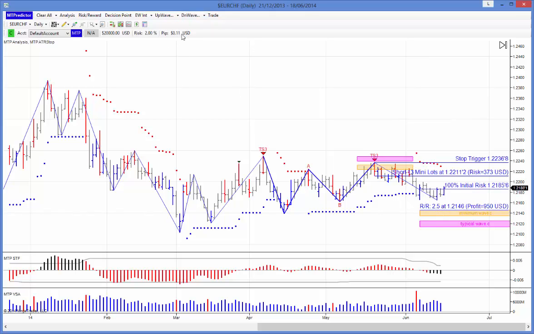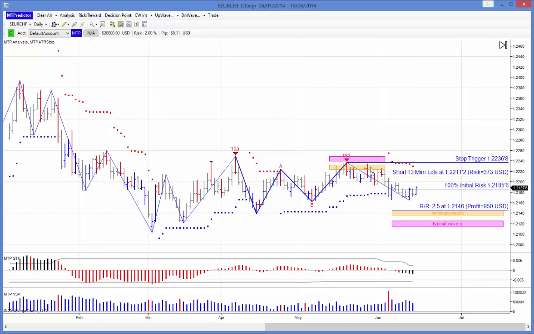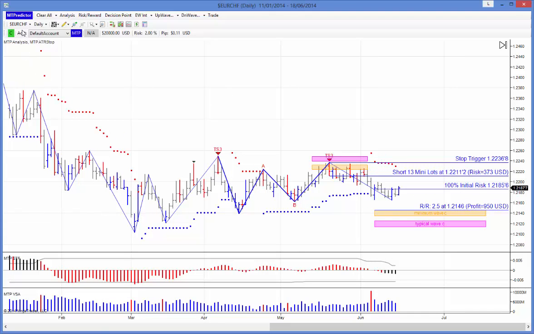But also notice how the pip value has changed. In other words, we automatically adjust the pip value for you based on the current exchange rates to make sure that your non-US dollar based Forex cross rate is brought back into US dollars. This is a Euro Swiss franc, EUR CHF chart, but the pip value is now brought back into US dollars. This means that your initial risk for your position sizing is kept constant no matter what cross rate you trade. And again, this is all handled automatically in MTPredictor for you. So that's another advantage we have in MTPredictor for you Forex traders.